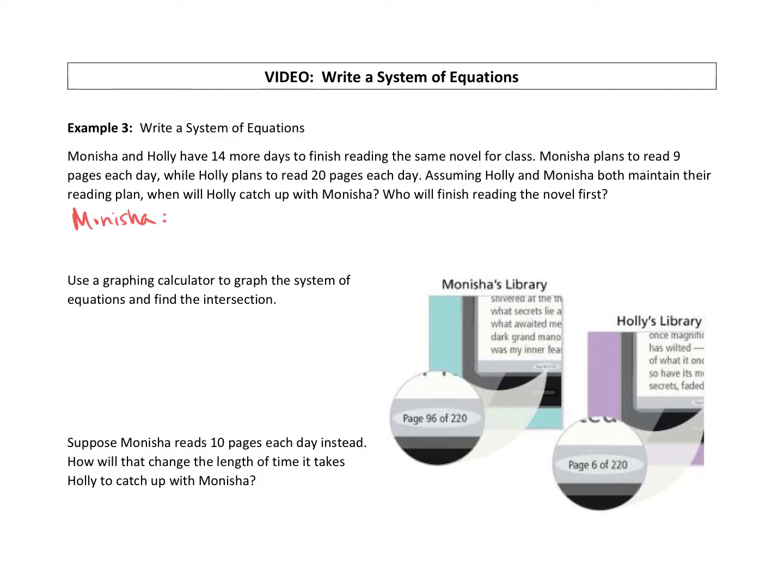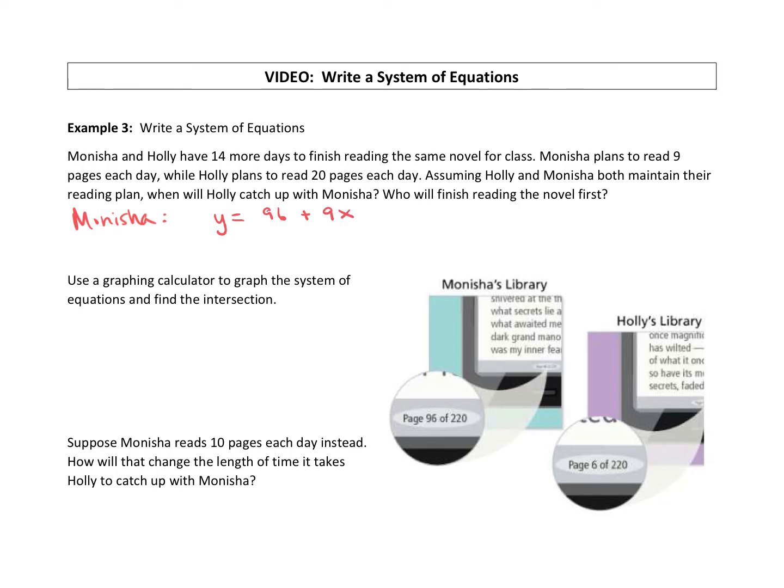So Monisha's equation, if we think about her total number of pages she's read, we'll let that represent a y. Okay, so y equals, she has read 96 pages already. In addition to what she's already read, she plans to read 9 pages every day. So she's going to read 9 pages times x, the number of days.